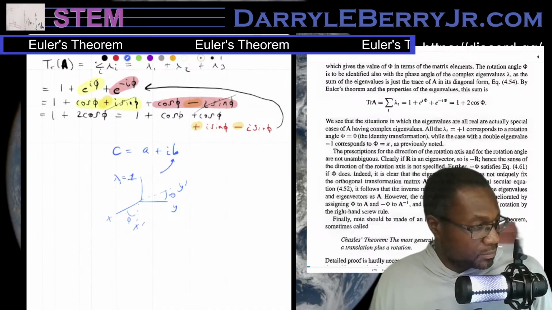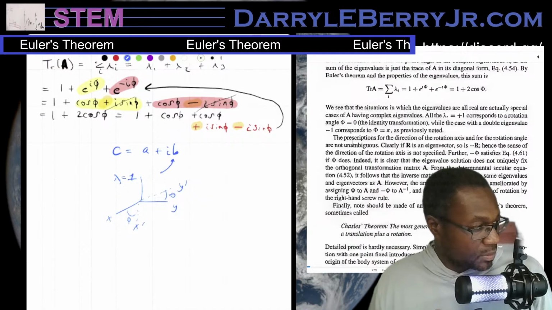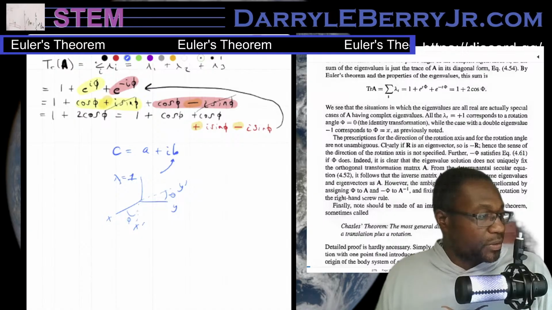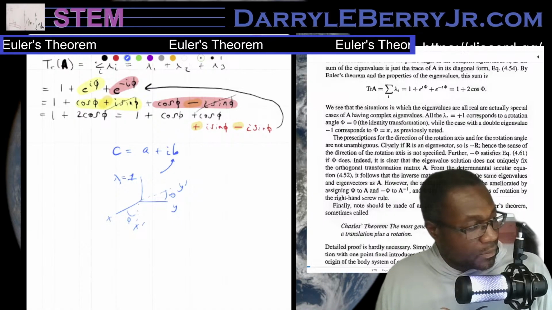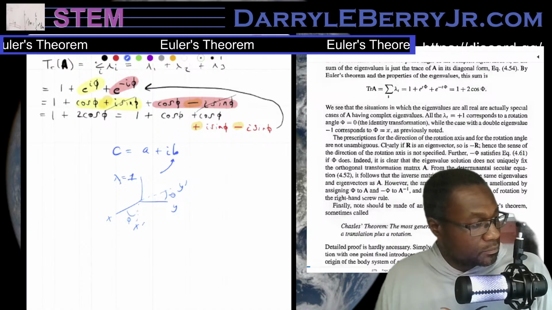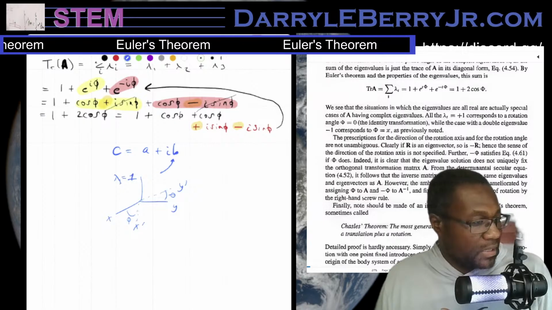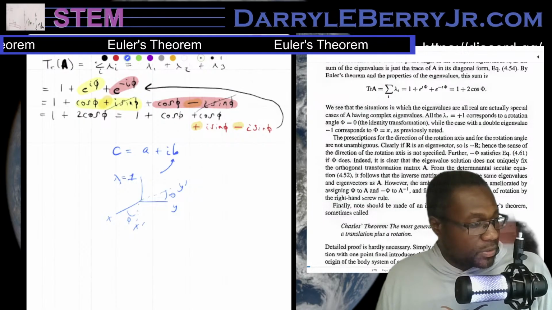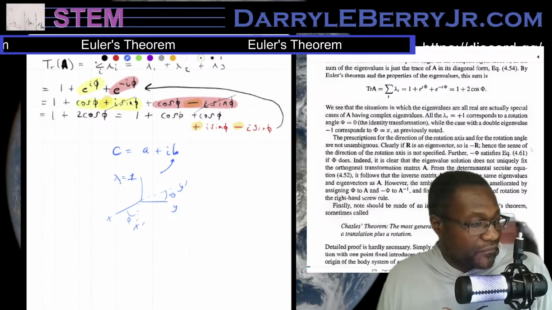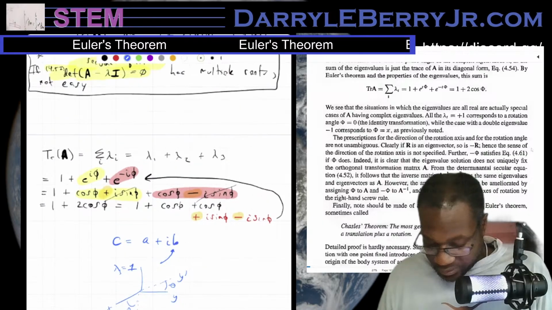Let's see here. The prescriptions for the direction of the rotation axis and for the rotation angle are not unambiguous. Okay? Clearly, if R is an eigenvector, so is negative R, because you could just multiply a constant times it. Hence, the sense of the direction of the rotation axis is not specified. Further, negative phi satisfies equation 4.61.